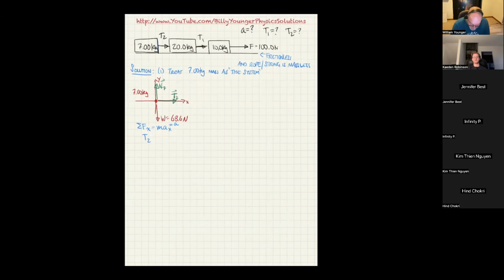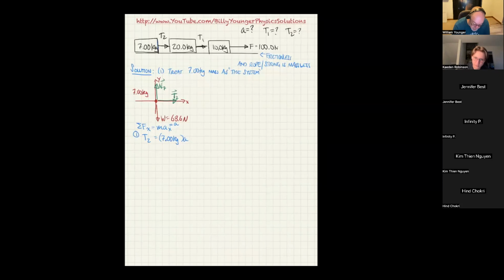That's the only force acting in the x direction. And that's got to equal 7.00 kilograms times a. I'm going to call that equation 1.